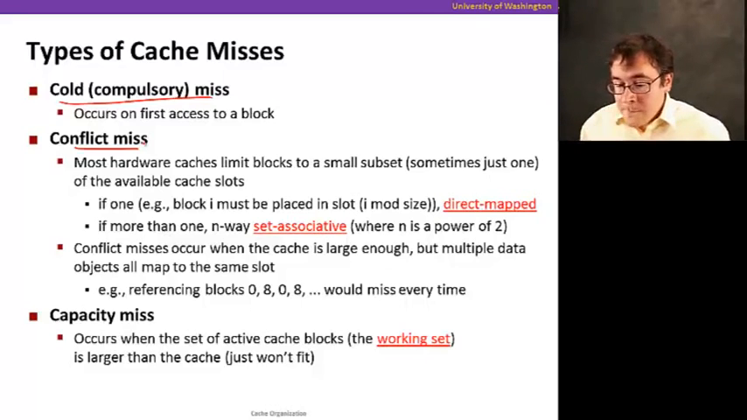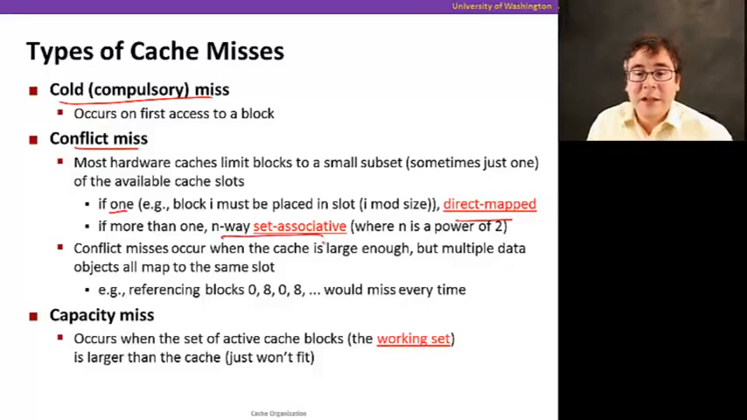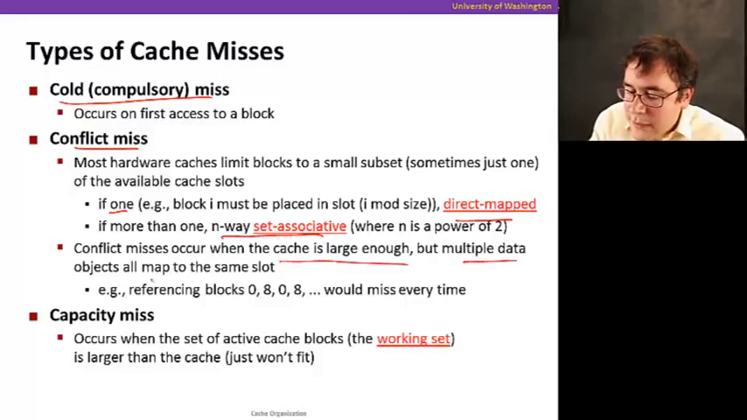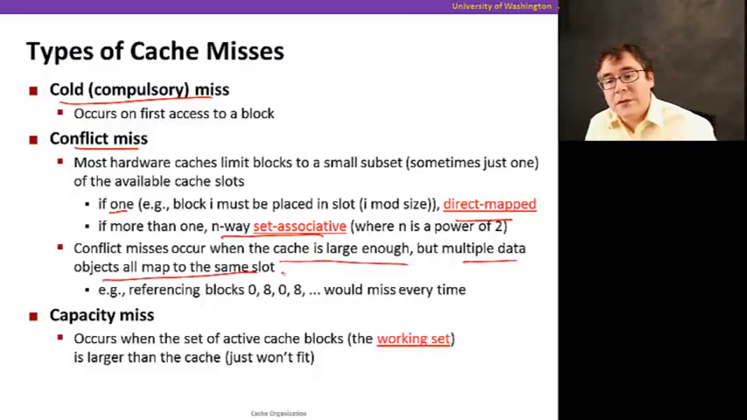For example, if it's a direct mapped cache, you have more conflict misses. As you increase the set associativity, the number of ways in your cache, you're going to have fewer conflict misses because there will be fewer cases where data will kick other useful data out. So conflict misses happen when the cache is large enough, but multiple data objects map to the same slot.